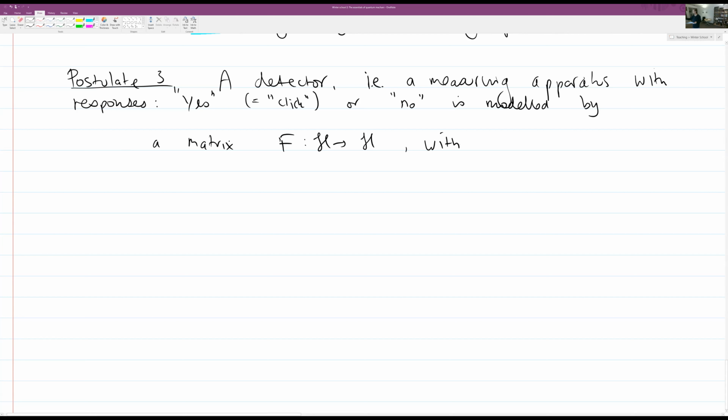What kind of matrices are allowed? Well, only ones that obey this curious looking inequality. I'll explain what that means now. What does this mean? It means that F is bigger than zero, or positive, and that F is less than the identity, which I'll explain. So what does this mean?